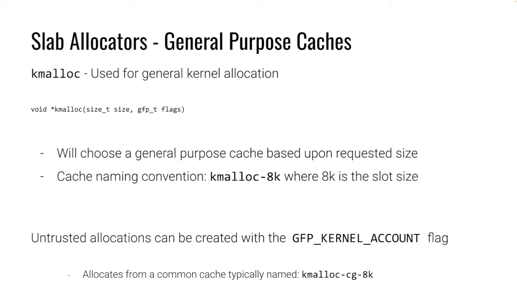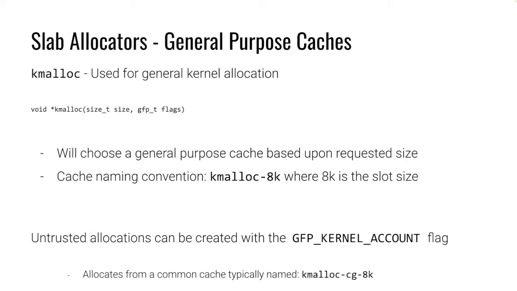So there is a kmalloc-256, there's a kmalloc-512, there's a kmalloc for a large number of slot sizes. And when you call kmalloc in the general sense here, it's going to use one of these general purpose caches to fulfill that allocation request.